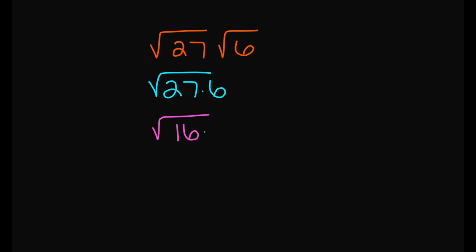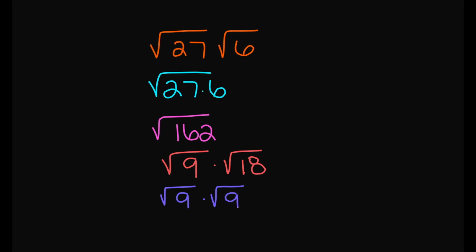The square root of 27 times the square root of 6. We are going to combine 27 times 6. This is going to equal the square root of 162. And the square root of 162, we are going to simplify this into the square root of 9 times the square root of 18. The square root of 18, I can simplify this into the square root of 9 again times the square root of 2.